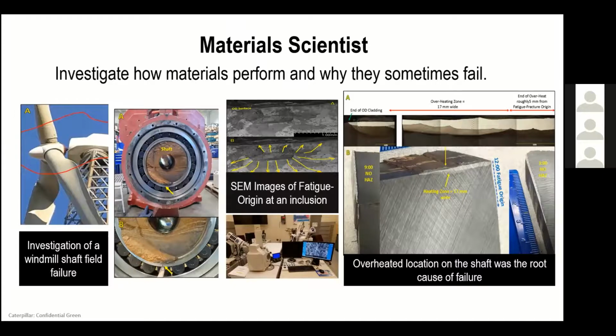What they use are instruments such as a scanning electron microscope to see below the metal surface, to see what was actually happening to the grains in the metal. And I think the picture on the right-hand side shows that there was an overheated location on the shaft, which was the root cause of the failure. So just to give you an idea of one of the things material scientists do when looking at failure analysis, this is what they get involved in.